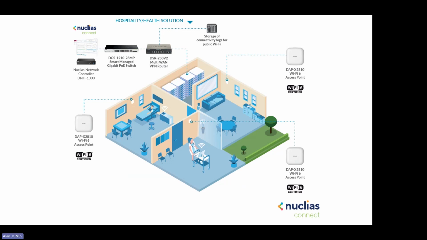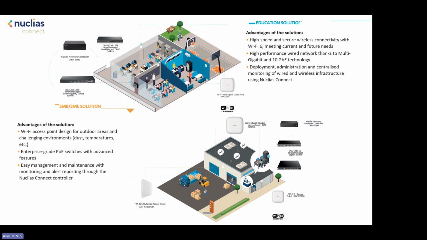So if we move swiftly on to the next couple of solutions here, we've got an education solution, and the reason for picking the education solution is that the modern classroom is going to be much more bandwidth intensive. So in this case, we put in the high spec controller, a high spec switch to take advantage of multi-gig, and then also a higher spec access point has been placed in several places around the school there. So Mark, do you want to just go through that quickly?